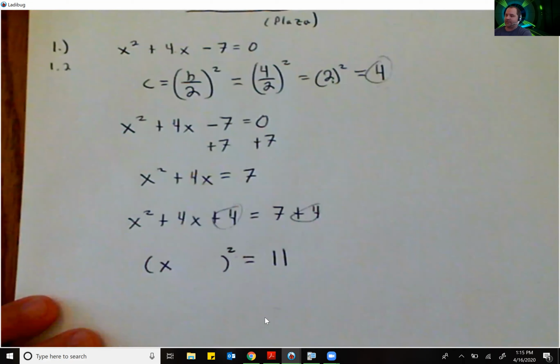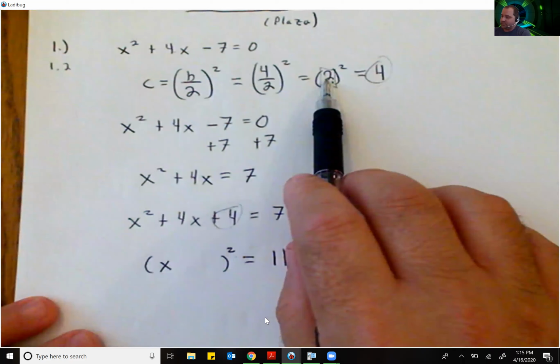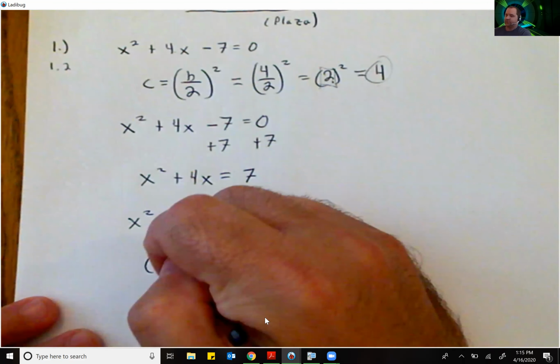And then we're going to look at this number that's right here. Remember, I said this number was important to us. So now we're coming back to it. This number tells you what's going to go right here. And since it is a positive 2, we're going to put plus 2.